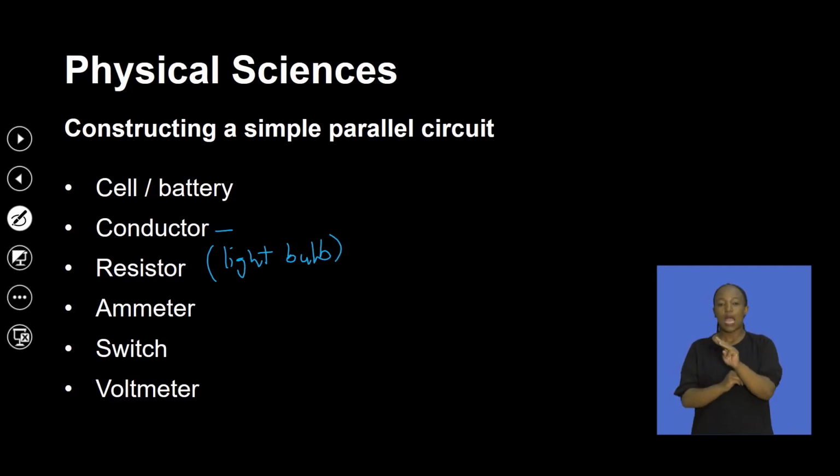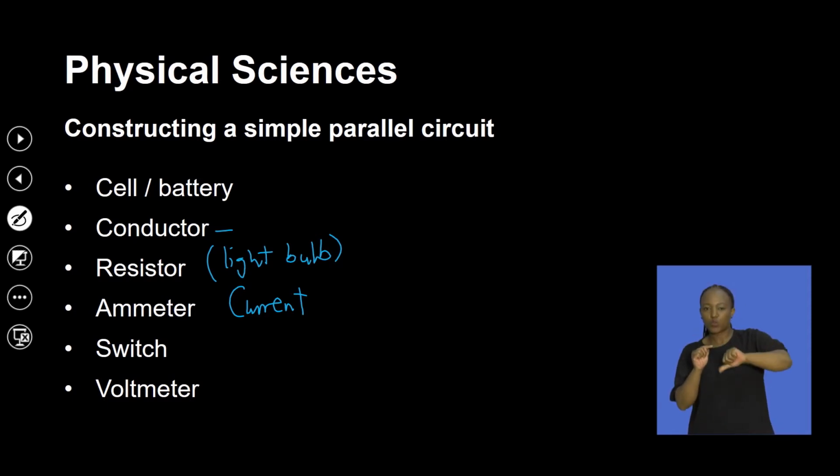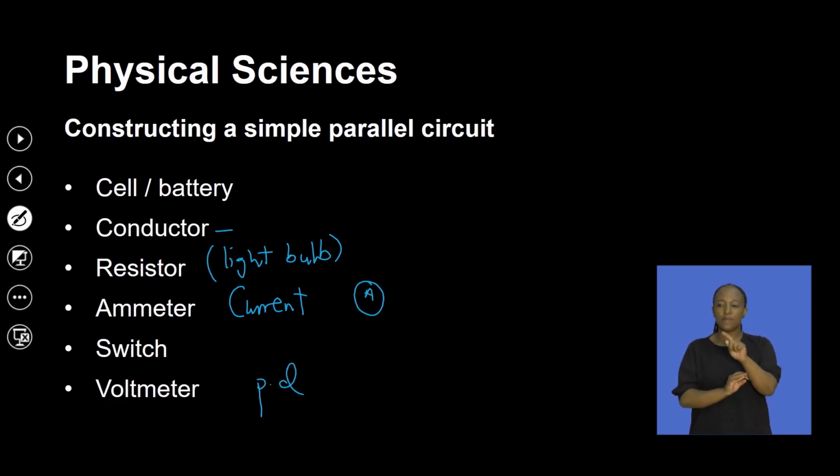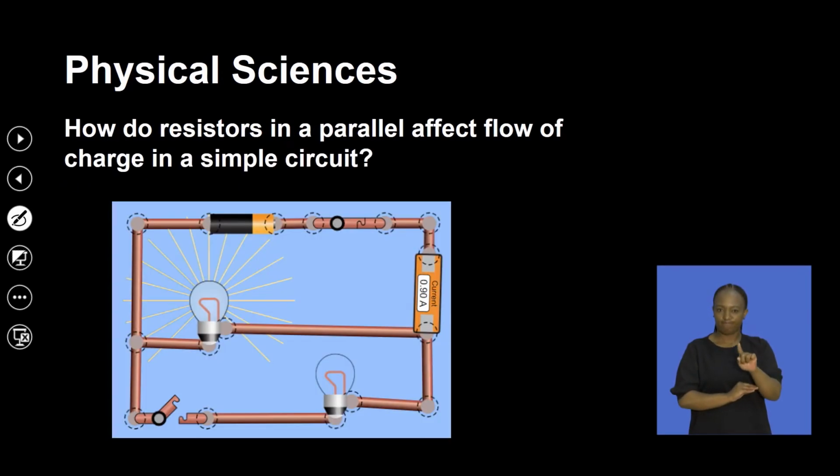We need an ammeter for measuring current, to know how much charge passes through a point per second. We need a switch to complete or break the circuit. And then we also need a voltmeter to measure potential difference across a component. You remember this is the symbol for the ammeter, while the voltmeter is that. We're going to set up a simple circuit like the one that you see. And then the question is, how do resistors in parallel affect the flow of charge in a simple circuit?